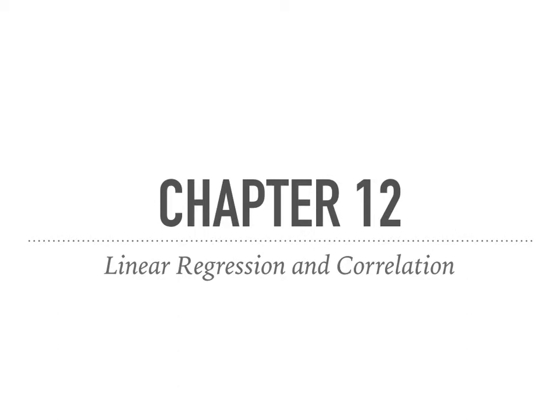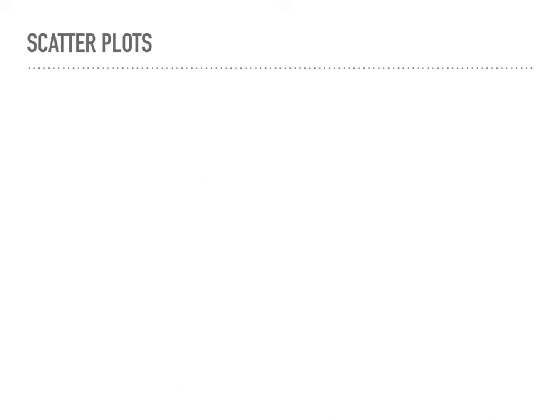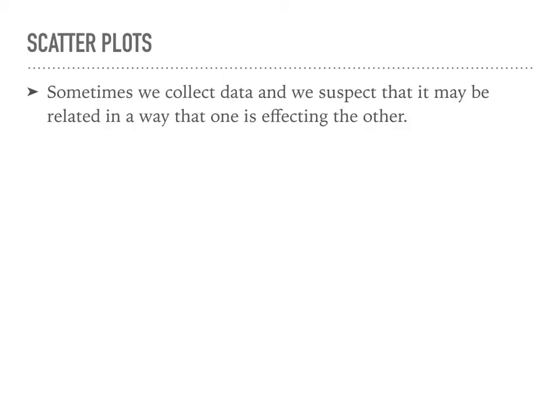In Chapter 12, we continue the discussion of hypothesis testing, now focusing on linear regression and correlation. In short, we are going to look and see if there is a linear relationship between two variables. We are going to have paired data, so we will be able to create scatter plots.